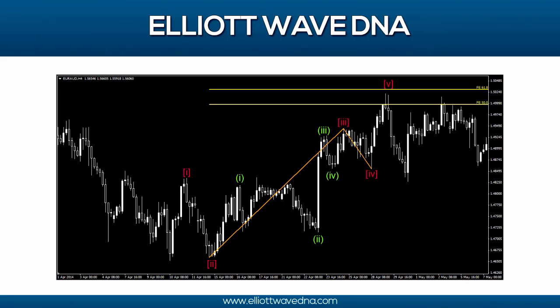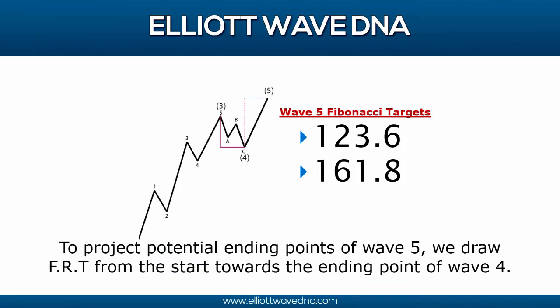Here is the chart where we projected the potential ending point of the wave 5. So we started by drawing Fibonacci expansion from start to end of the wave 3, and then we project that from the ending point of the wave 4, and price found the resistance between 50 and the 618. We have another way to project the potential ending point of the wave 5. That would be to compare it against the wave 4.